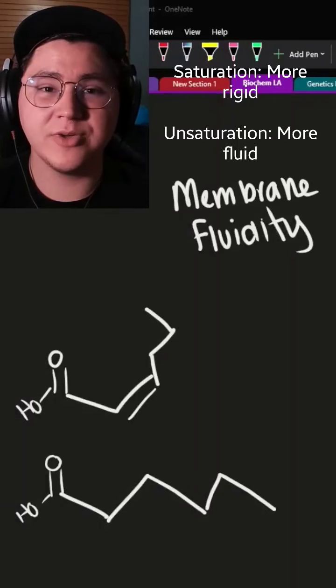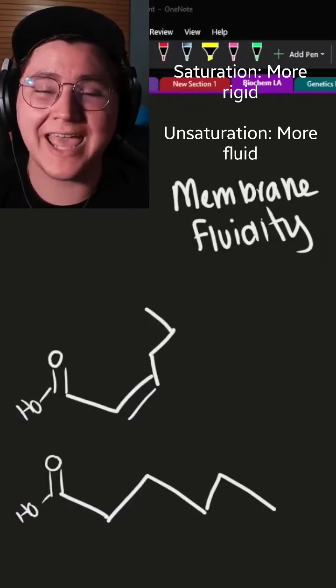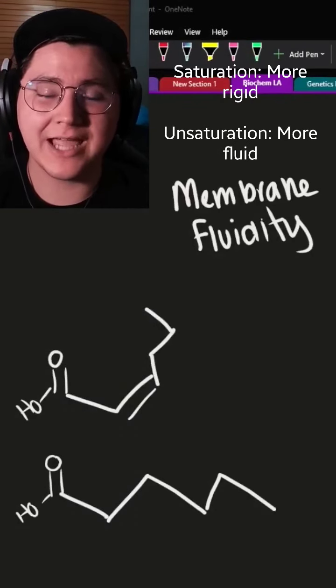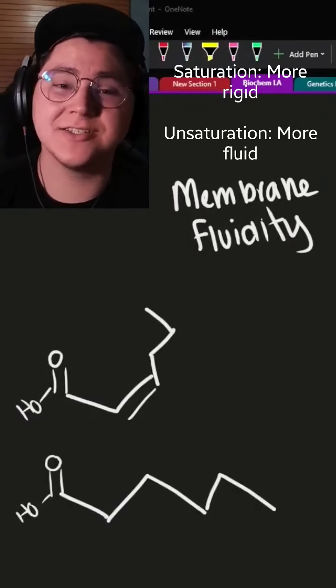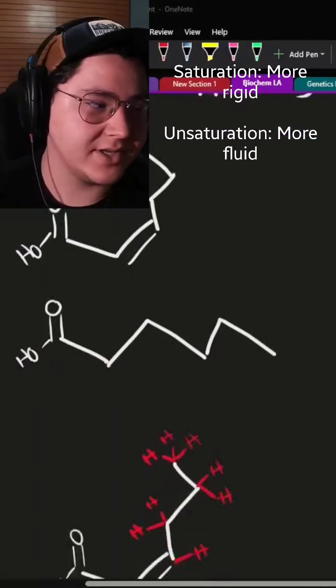Membrane fluidity is influenced by two major factors, one of them being the saturation of the fatty acids that make up that particular membrane. In the following example, we see an unsaturated and a saturated fatty acid. The unsaturated fatty acid has a double bond versus the saturated fatty acid does not. Saturation refers to the number of covalent hydrogen bonds that we actually see in our molecule.